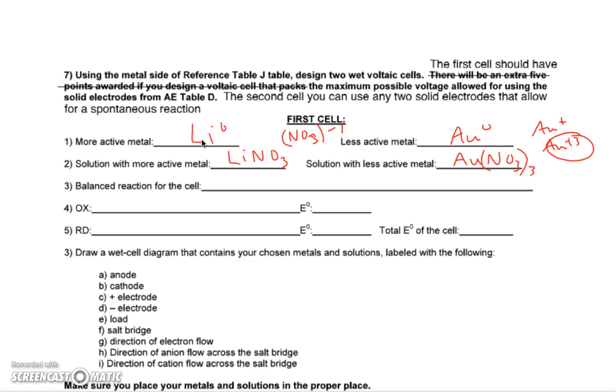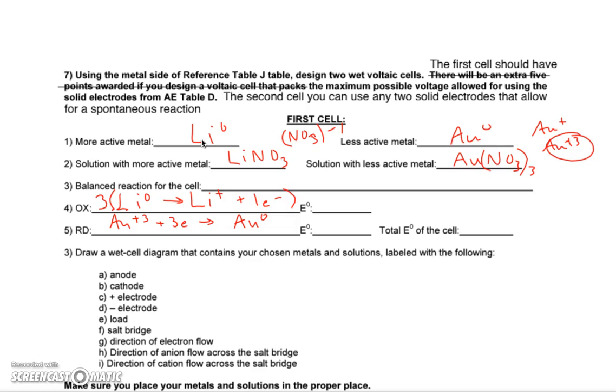Okay. So what would be the balanced reaction for the cell? Well, let's do the oxidation and reduction halves before we do the balanced reaction. So the oxidation half is going to be the lithium. Lithium 0 is going to turn into lithium +1, plus 1 electron. The reduction is going to be Au +3 plus 3 electrons turning into Au 0. Okay, now to balance it, we're going to have to distribute a 3 through all the lithiums.